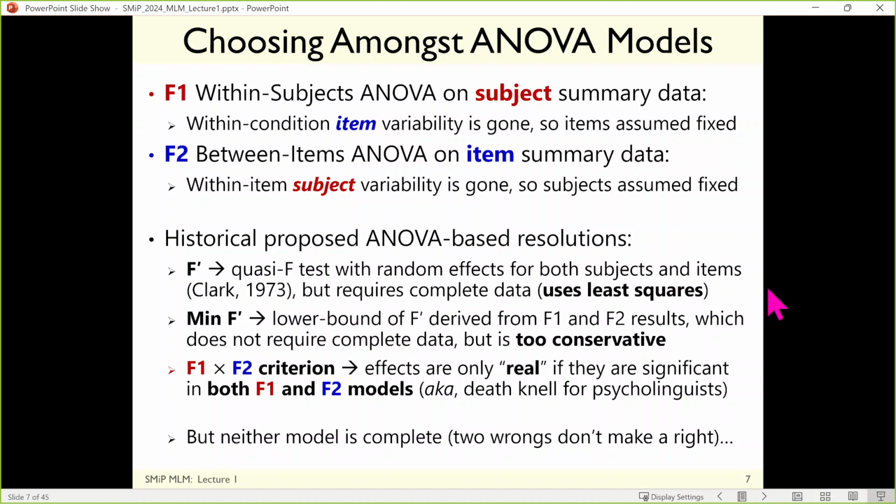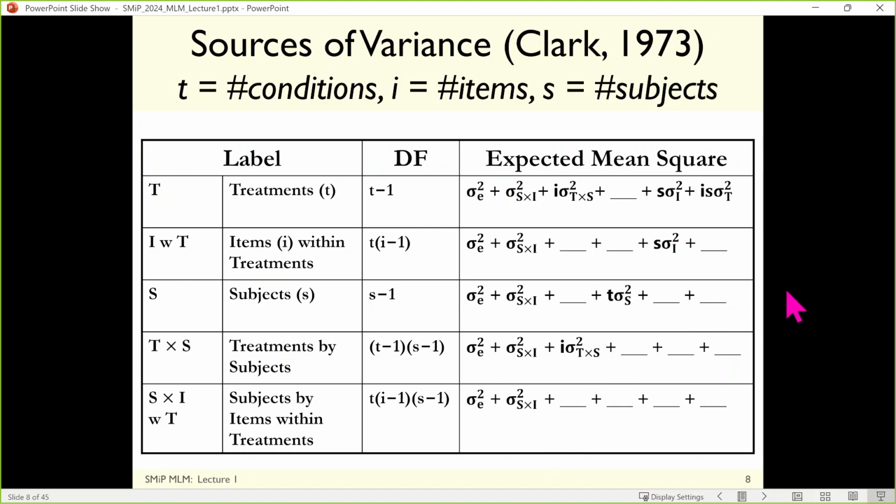So there are historically proposed resolutions, and this was part of the long contentious debate in the 70s. There's F prime, which I'll show you, something called min F prime, and where they had landed was this F1 by F2 criterion, where both ANOVAs had to be significant, otherwise your effect was not believable. But neither model is complete, and as we say in the States, two wrongs don't make a right. So let me show you the problem from a more mathematical perspective. And if you're like, I don't want to look at this, that's fine. I'll just tell you in words what's happening.